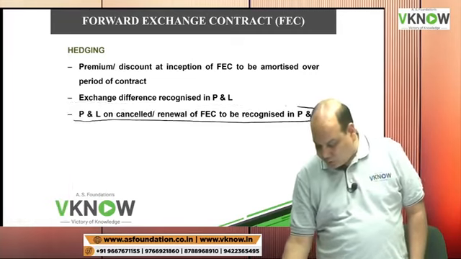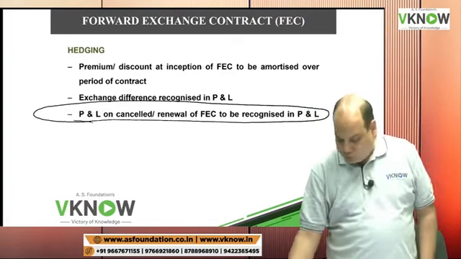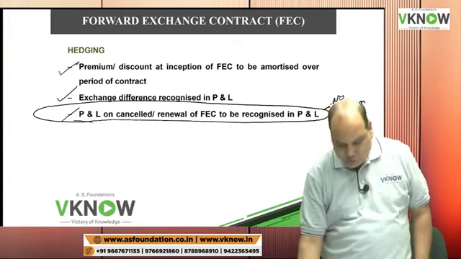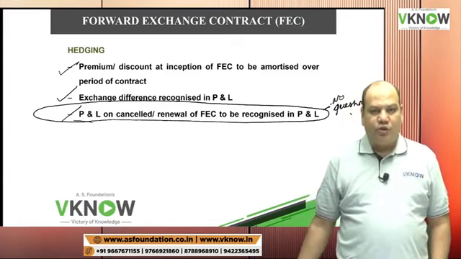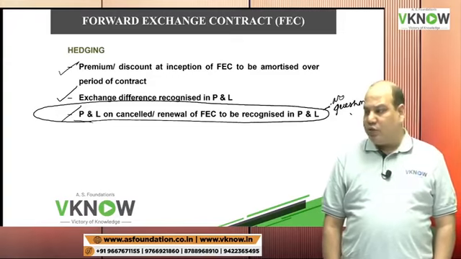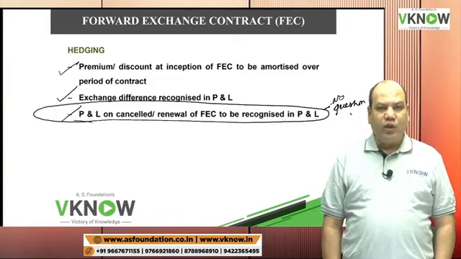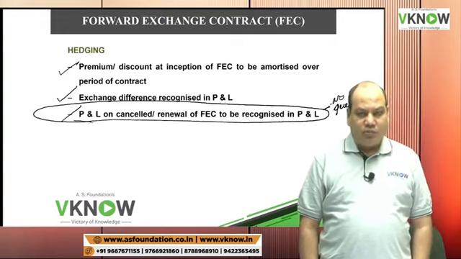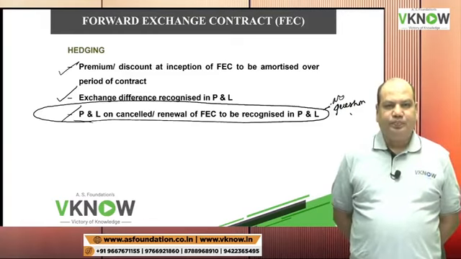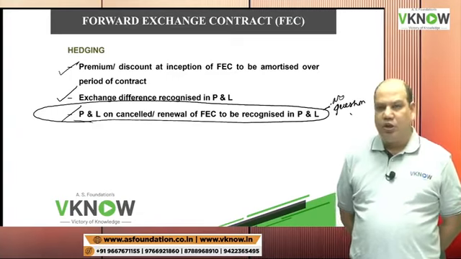So one good news I need to share first. So far the institute has never asked a question on the third point. So we have to only deal with the first and the second point. I will just revise, and then around 4 questions will be solved in the classroom. First is any premium or discount will be amortized over the life of the contract. Second is exchange difference will be recognized in P&L account in the period in which it occurs. Any profit or loss on cancellation or renewal will be transferred to P&L account.